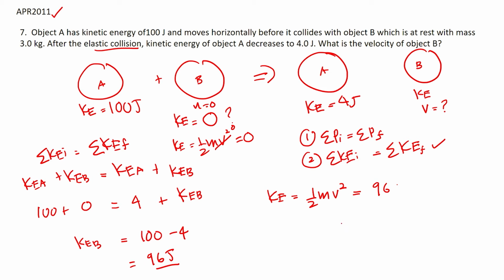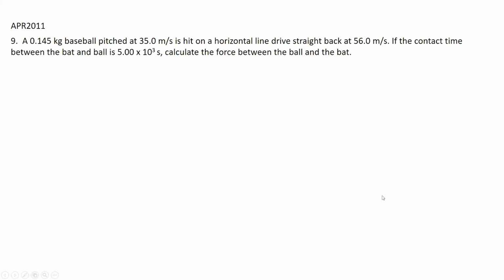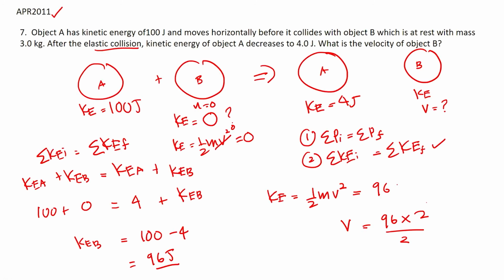And then we can find the value of v by 96 times 2 divided by mass. So mass is 3 kg, and then square root. Then we can get the speed of object B equals 8 meter per second. Done.